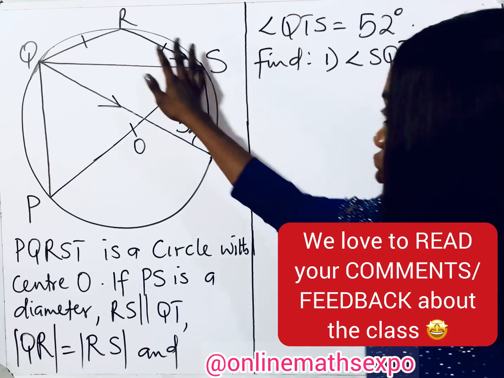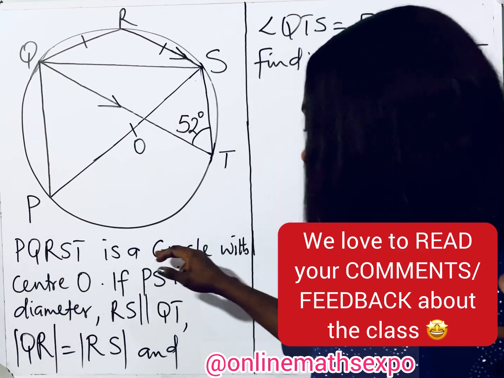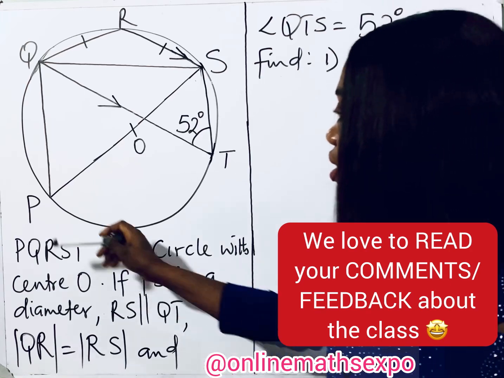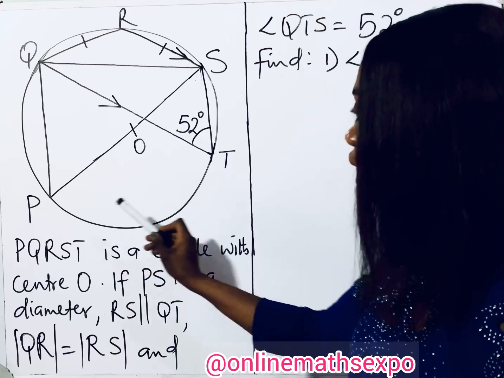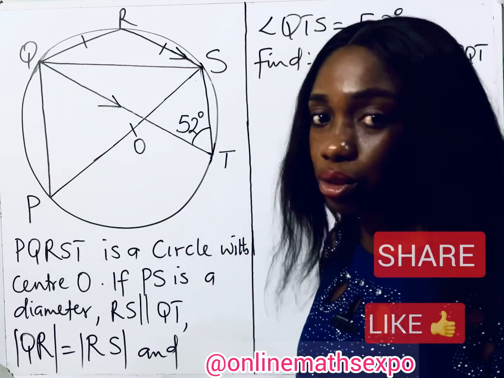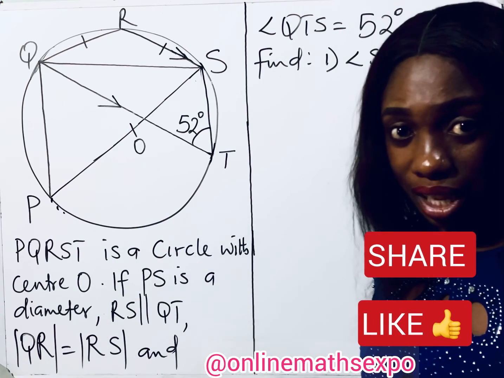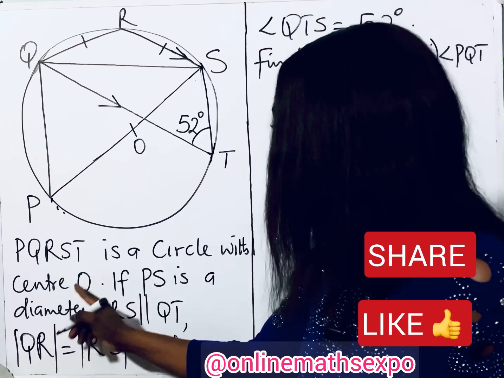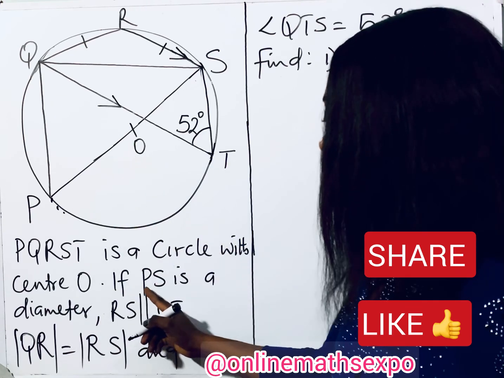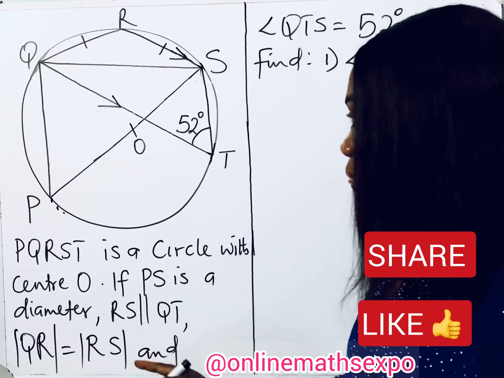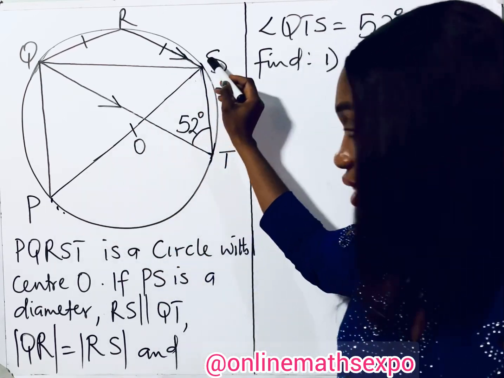Now, this is what we are given, and we are told PQRST is a circle. Okay, now this is PQRST. So this is a circle, and these points are found on the circumference. We call this the circumference, the outer part of the circle. Okay, and it's with center O. You see where your center O is. If PS is a diameter, this is PS. So what it means is that this line is a diameter.